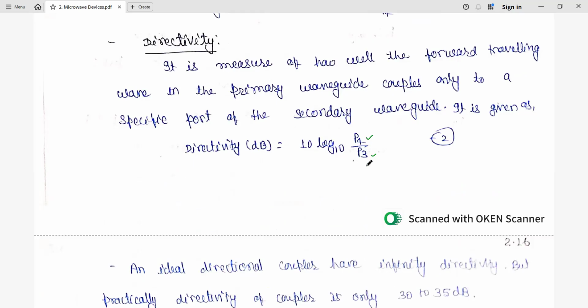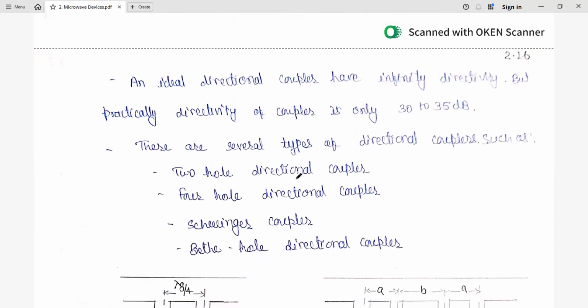We know that transmission should not take place between port 1 and port 3, or between port 2 and port 4. In the case of an ideal directional coupler, it has infinite directivity, but in practice we only achieve 30 to 35 decibels. High directivity means that where you want to transmit from port 1, like to port 2, it should reach port 2 only. If you want to transmit from port 1 to port 4, it should reach port 4 only.